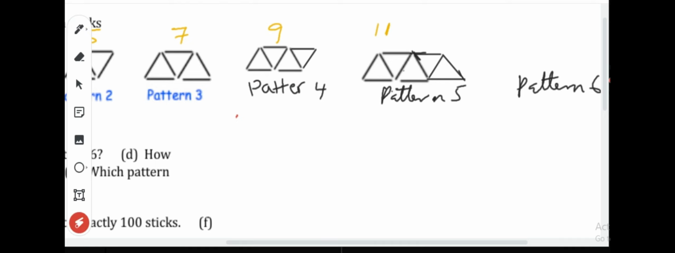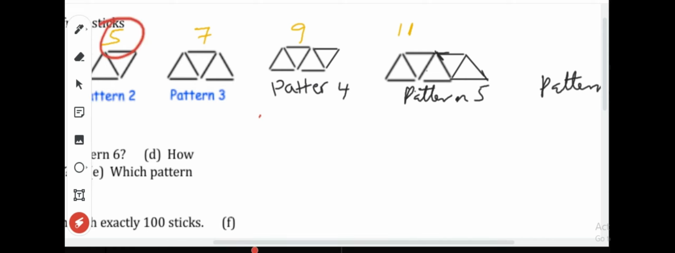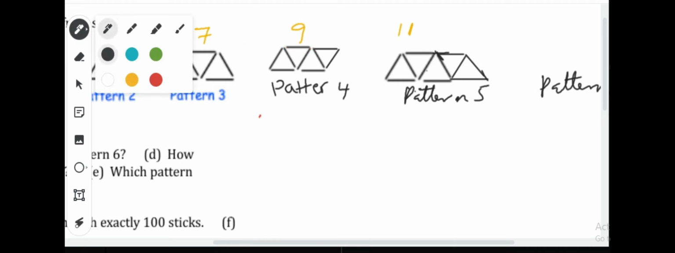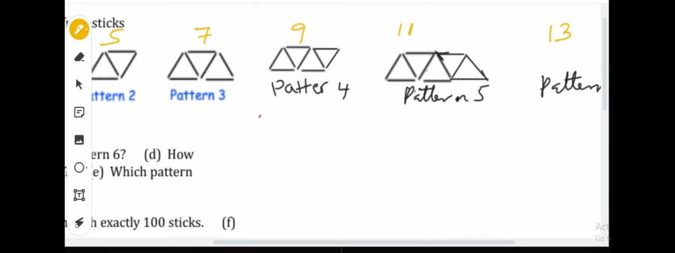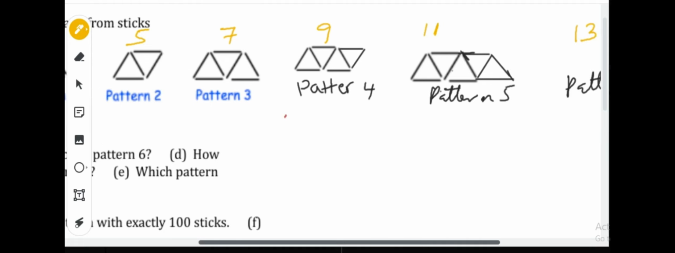Obviously pattern 6 will be plus 2 again, because the term to term rule is plus 2. 5 plus 2 to give 7. 7 plus 2 to give 9. 9 plus 2 to give 11. 11 plus 2 to give 13. So this one would have 13 sticks as pattern 6.